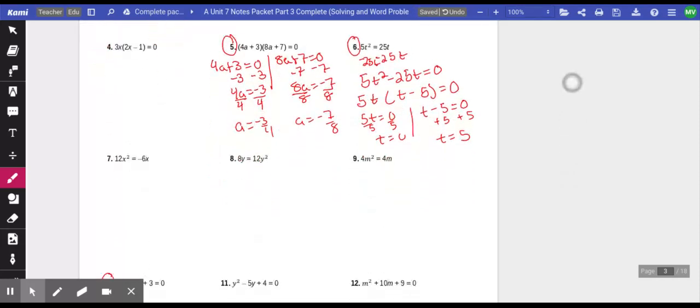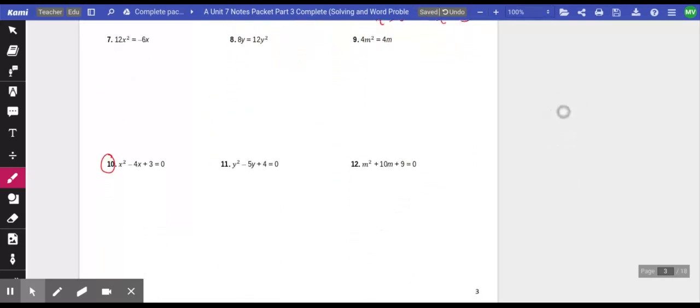Then the last one to solve is number 10. So this already equals 0, so I need to factor x squared minus 4x plus 3. So that's x minus 3 times x minus 1 equals 0. I set each factor equal to 0, so x minus 3 equals 0, x minus 1 equals 0. So I get x equals 3 and x equals 1.